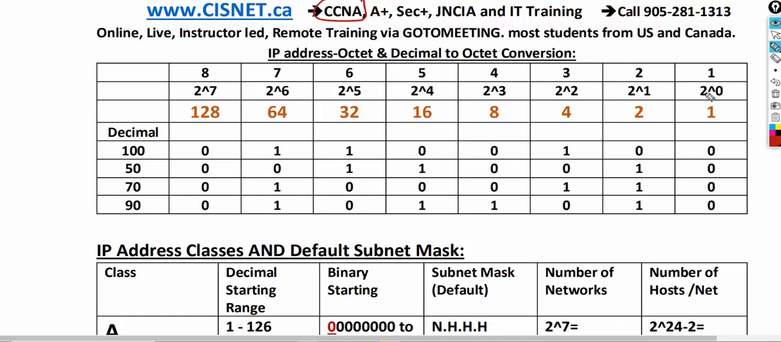Then 2 to the power of 0. Remember, anything to the power of 0 is 1. Any number to the power of 0 is 1. Then 2 power 1, 2 power 2, 2 power 3. When I say 2 power 3, that is 2 times 2 times 2.